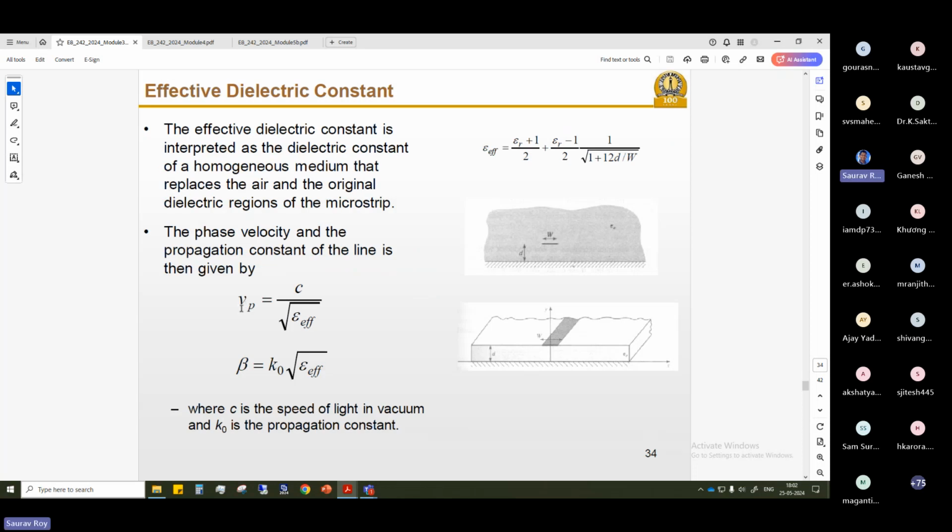So obviously, whenever you have to calculate the phase velocity or phase shift, you cannot take the normal epsilon. Let's say you have a substrate like FR4. You cannot calculate a square root of 4.3 here. You have to calculate your effective epsilon from the substrate like FR4 or Rogers, and then take that into account. This is a very important part of the design.